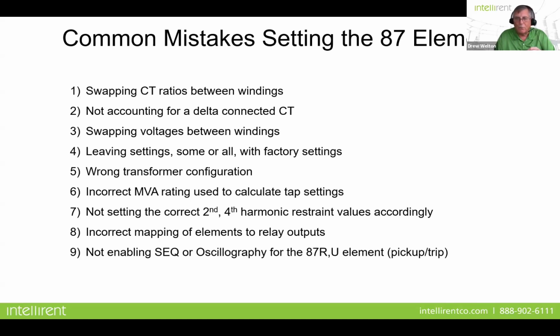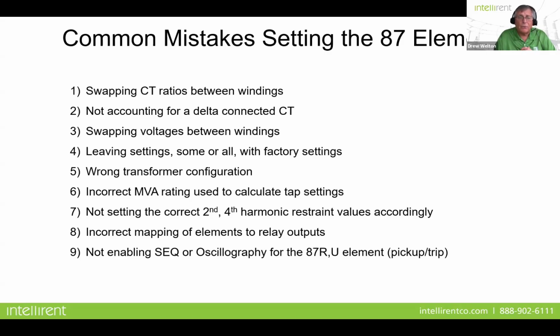Swapping the voltages between windings in your configuration. This is a big one. I don't see it happen very often, but back in the early digital days, I did. They'd install the relay and leave the factory settings in there and not change the settings at all, or forget to change the settings. Factory settings are never relevant to the actual operating settings. The wrong transformer configuration. If you don't have that delta Y1 or YD11 set properly, you're going to get nuisance trips. Incorrect MVA rating used to calculate your settings.